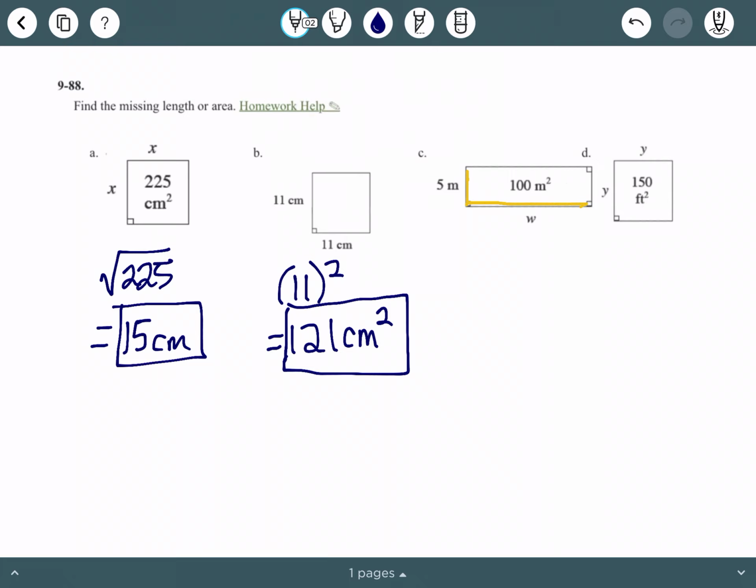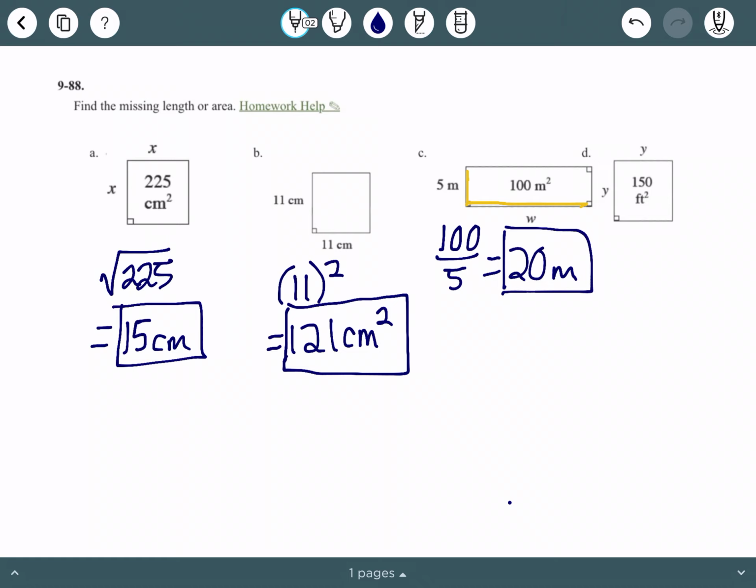So we need to figure out, well, what times 5 would give us 100? Or if you want to work backwards through that, see, I know. I don't think these are difficult numbers to work with. I know that 5 times 20 would give us 100, but if you're not sure, just work backwards and do 100 divided by 5. That's going to give you 20 meters for that missing side length of the rectangle.